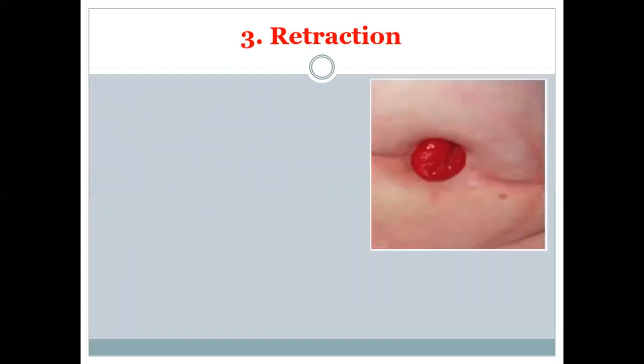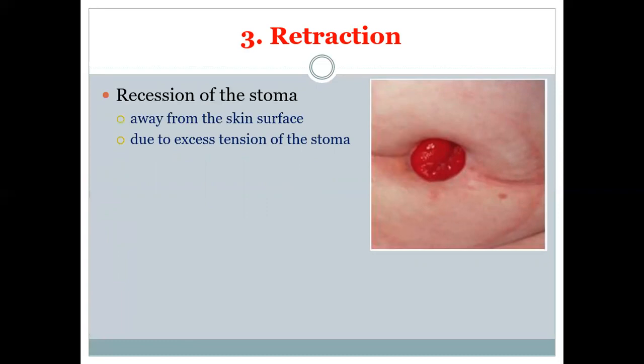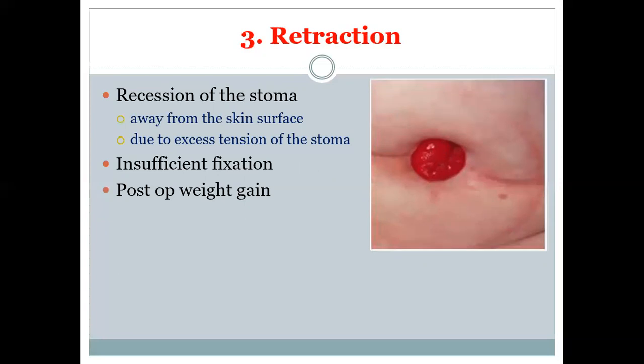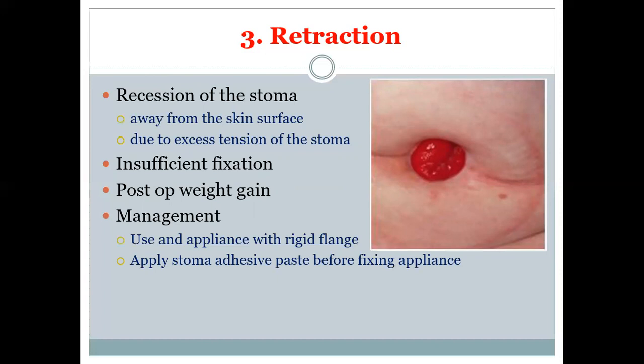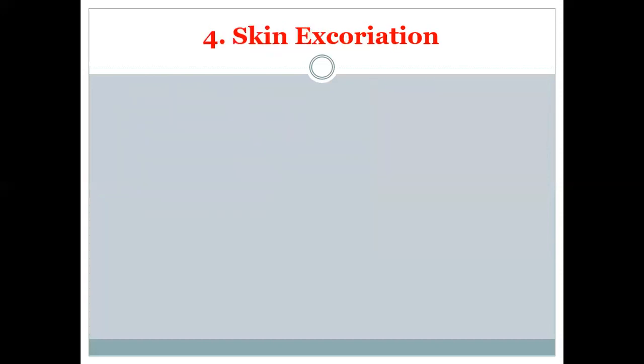What about retraction? Retraction is when the stoma is retracted into the abdominal cavity. Recession of the stoma happens when it is away from the skin surface, due to excess tension on the stoma, insufficient fixation, or when the patient gains weight post-operatively and becomes a little bit obese. For management, we usually use appliances with a rigid flange and apply stoma adhesive paste before fixing the appliance. This will prevent the stoma from being retracted.